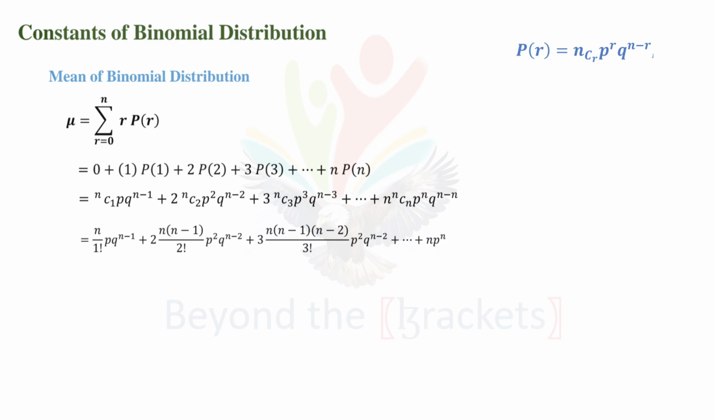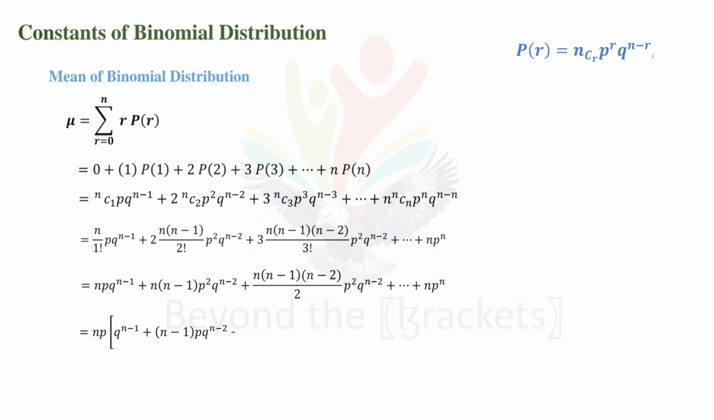Simplifying this, we get np into q power n minus 1 plus n into n minus 1 by 2 p square into q power n minus 2 plus so on, and the last term is n into p power n. We observe that n and p are common in all the terms, so we are left with q power n minus 1 plus n minus 1 p q power n minus 2, plus n minus 1 into n minus 2 by 2 p square into q power n minus 3, and the last term is p power n minus 1.